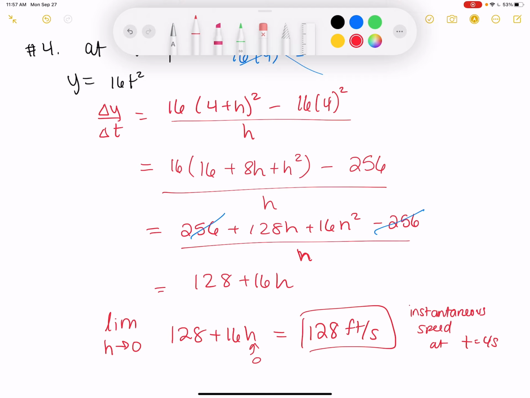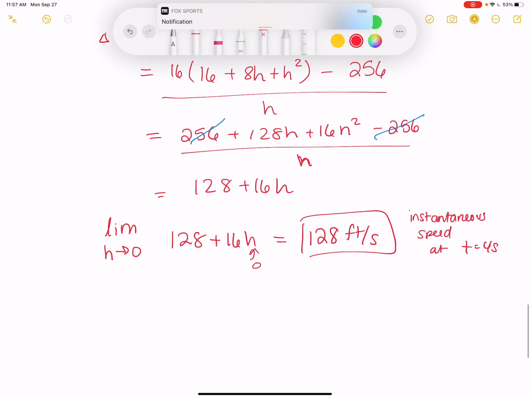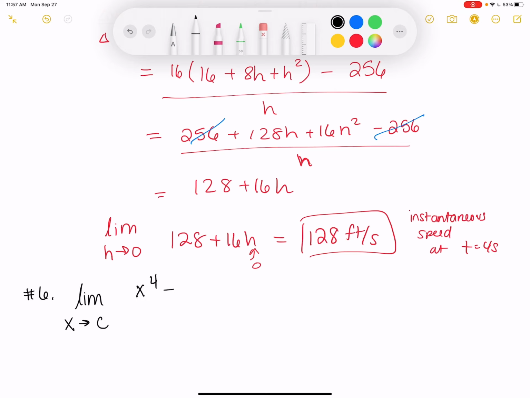All right, next one says to use the limit as x approaches c of k is equal to k, and the limit as x approaches c of x is equal to c, and the properties of limits to find the limit. So, okay, this is a quick problem, I promise. Number 6, it's probably the easiest problem in the whole section. The limit as x approaches c of x to the 4th minus x cubed plus 1 over x squared plus 9.